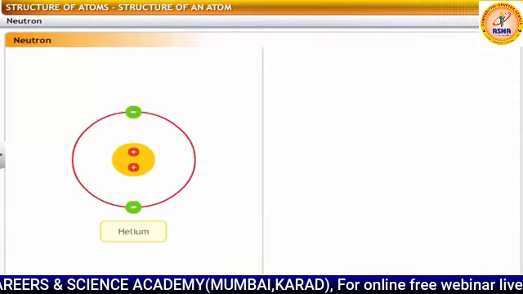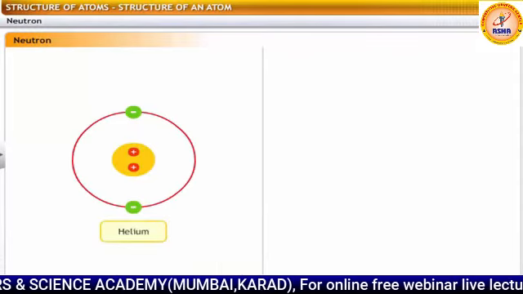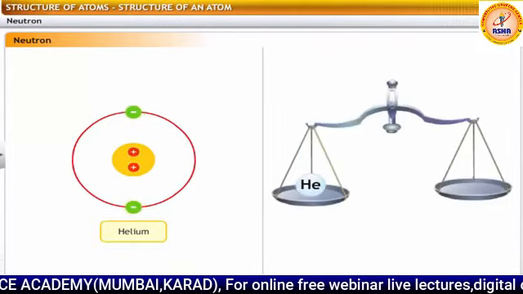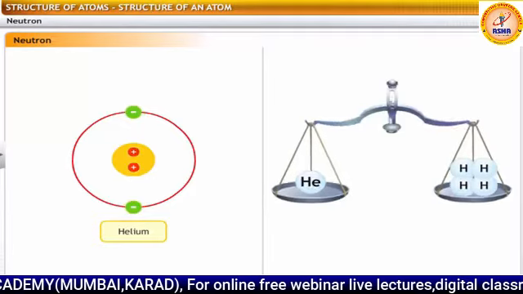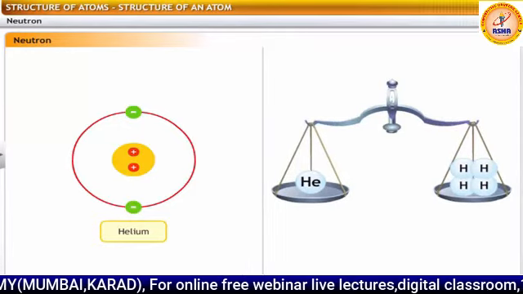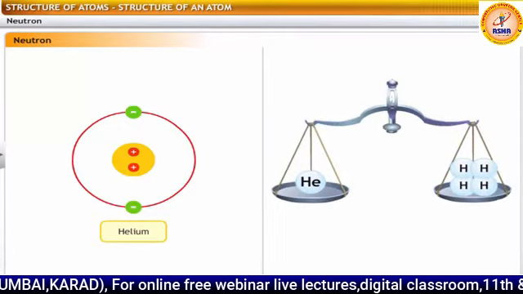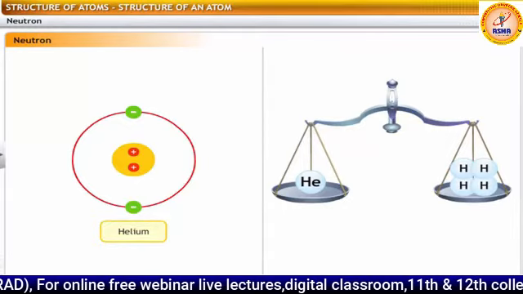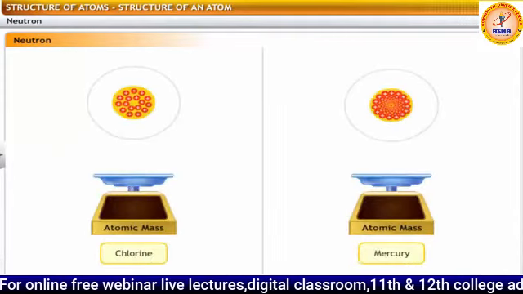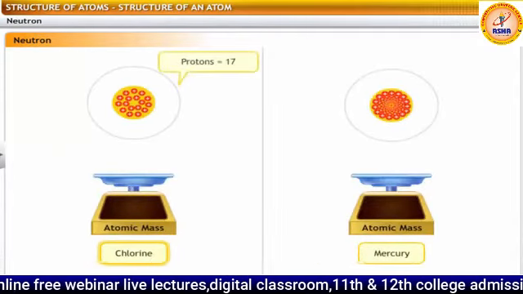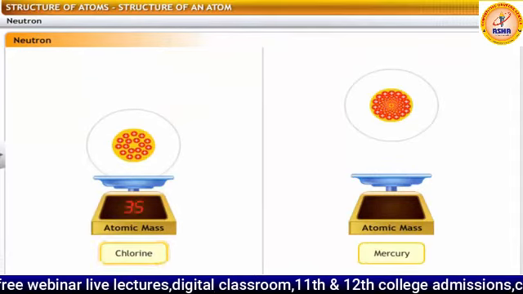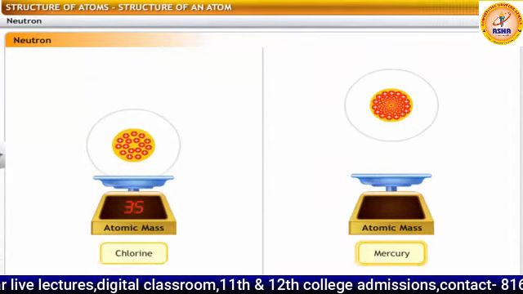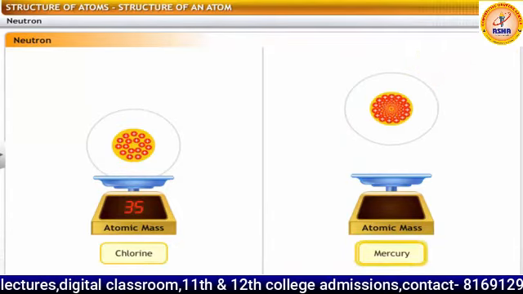Let's examine the element helium. It was found that helium has 2 protons and 2 electrons. However, its mass was found to be 4 times that of hydrogen. Similarly, the weights of some other elements were also found to be double or more than double the weight. For example, the number of protons in chlorine is 17, but its mass was found to be 35. Similarly, number of protons in mercury is 80, but its mass was found to be 200.